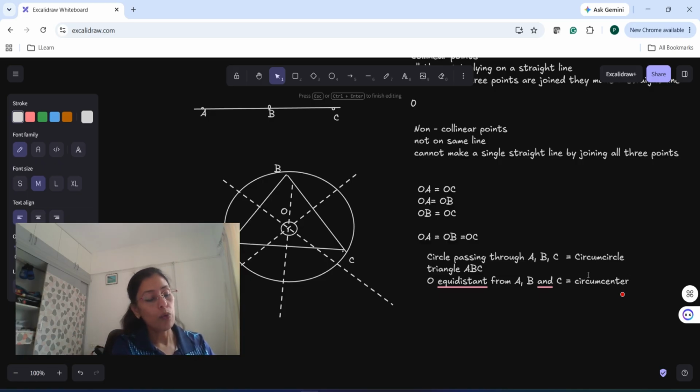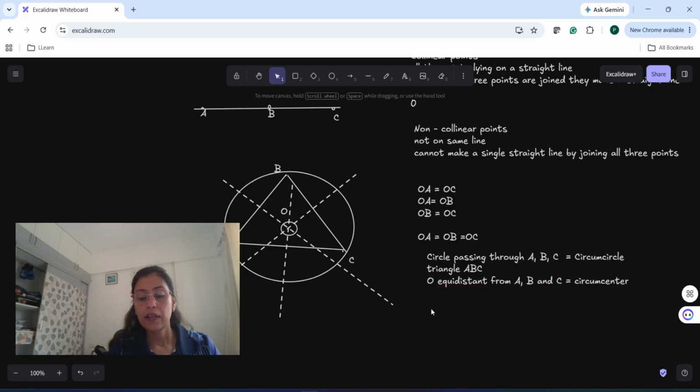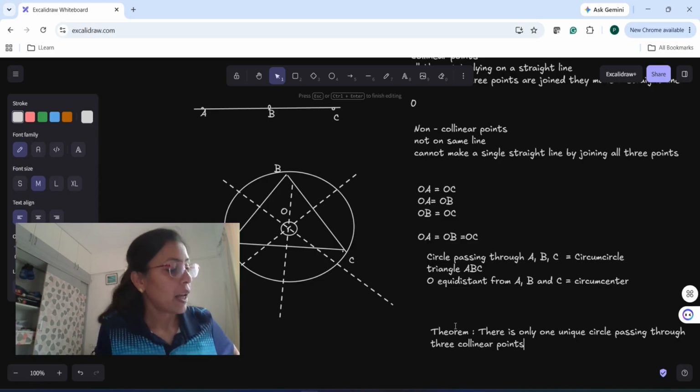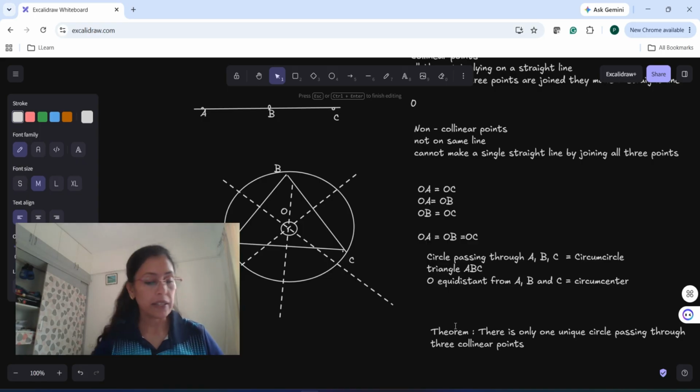And how many such circles can we draw? We can draw only one circle, and that is what gives us the first theorem on circles, that there is only one unique circle passing through three non-collinear points. There can be only a unique circle passing through three non-collinear points.